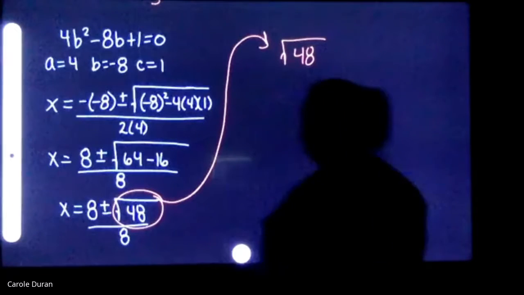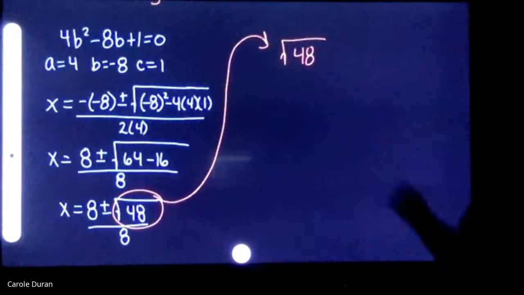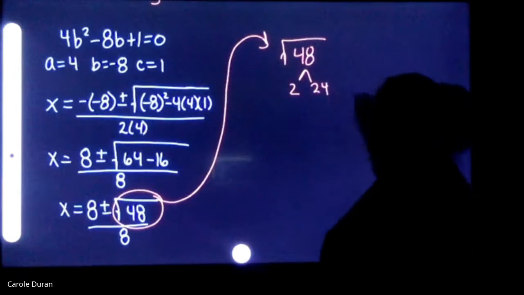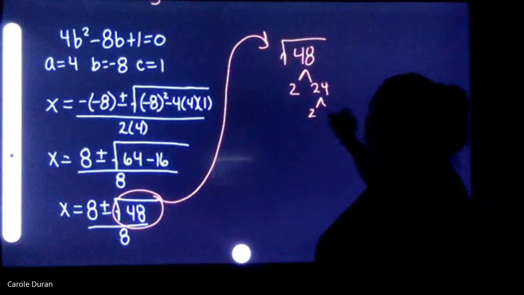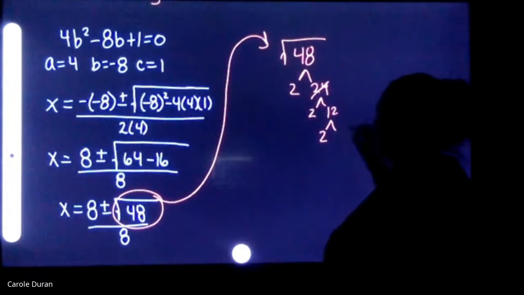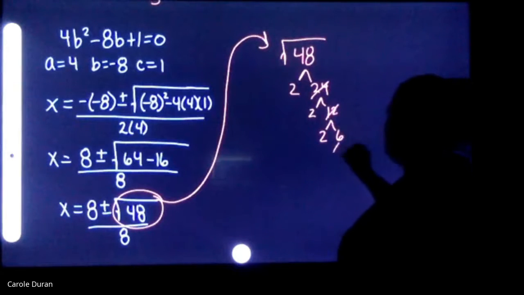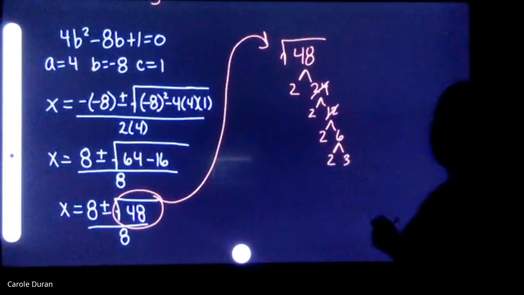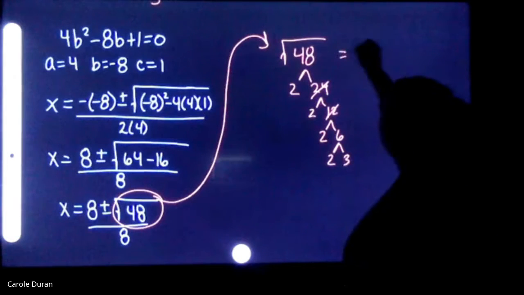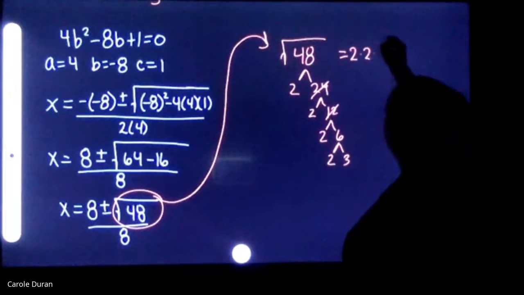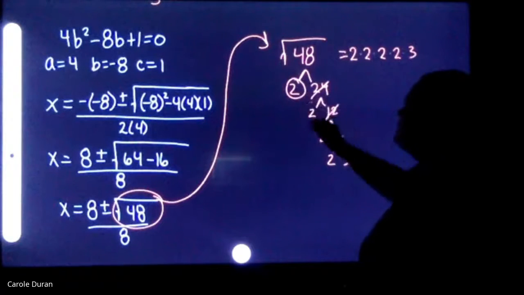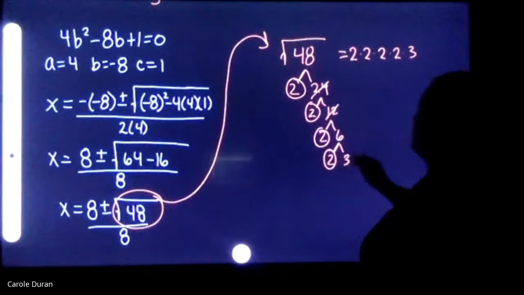So I have the square root of 48. This is even, so I know I can take 2 out of it, which leaves 24. 24 is even, so it becomes 2 and 12. 12 becomes 2 and 6. And then 6 becomes 2 and 3. So my prime factorization is 2 times 2 times 2 times 2 times 3. So I had 4 2s, and I had 1 3.